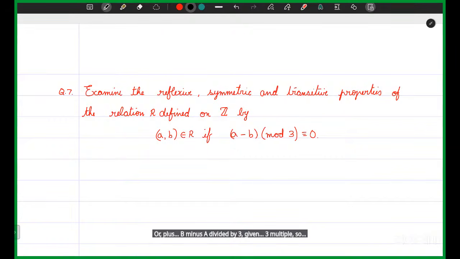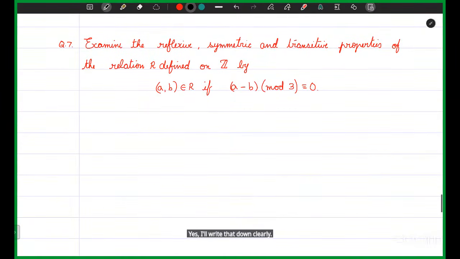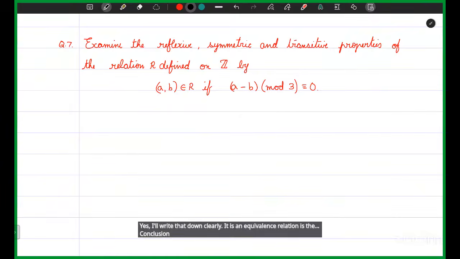Yes, I'll write that down clearly. It is an equivalence relation, is the conclusion, which means it is reflexive, symmetric, as well as transitive.